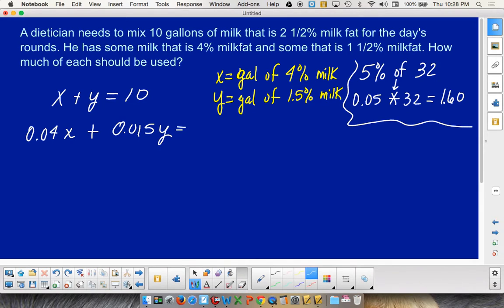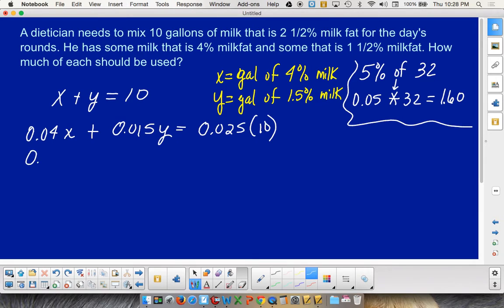Okay, and here's where it's different. What percentage of milk fat am I trying to end up with? I'm trying to end up with 2.5%, so I'm going to end up with 2.5% of how much? What's my total amount of milk? It's not X plus Y, if that's actually true, but I know the total amount of milk. It's 10 gallons, so I just need to take it times 10 gallons. Now, that's an ugly equation, won't lie to you.